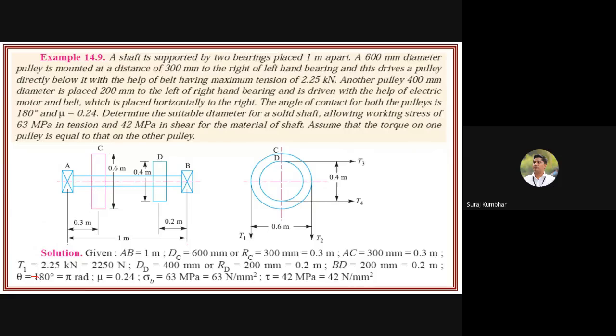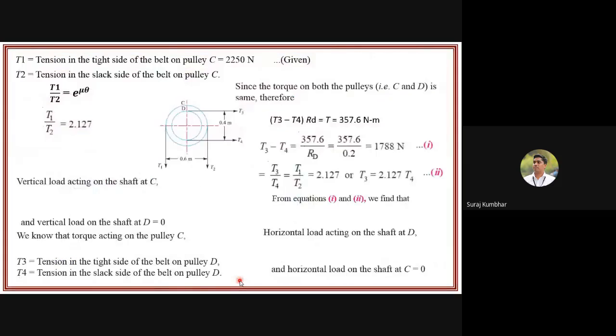So here you can see theta is equal to 180 degrees, that is pi radian, and mu is equal to 0.24. And bending stress 63 MPa, that is, they have given you here the allowable working stress, 63 Newton per mm square, and tau, that is shear stress, is 42 MPa, 42 Newton per mm square, that is given. Okay, so should we go ahead?